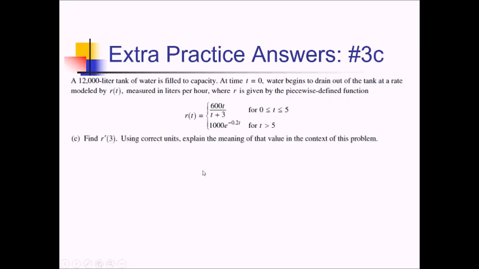For this part, they want us to find r prime of 3 and then explain the meaning of that value in the context of the problem. So to take the derivative of r at 3, well, I need to take the derivative of this first rule here and plug 3 into that. Now, I don't actually need to calculate or look algebraically at what this derivative looks like. I could take the derivative analytically, and that would be a nice little quotient rule to plug things into. But rather than doing that, I'm just going to let my calculator do that work.